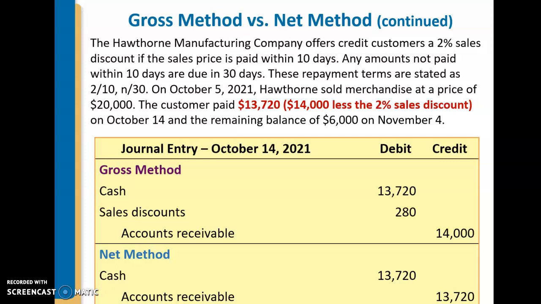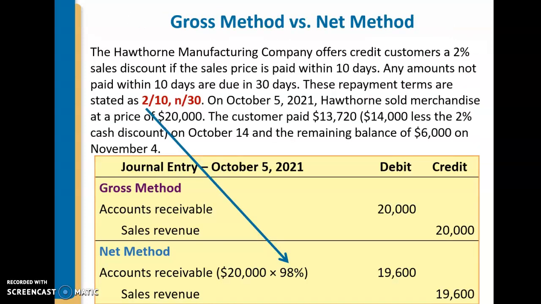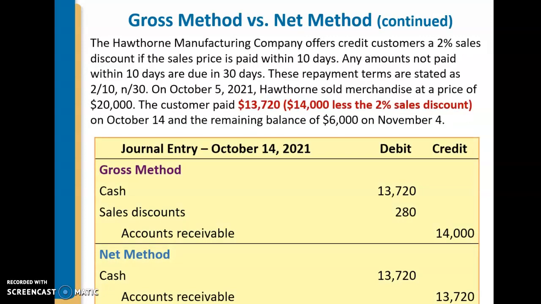Under the net method, remember that we've already taken into consideration the 2% discount amount. We have recorded our revenue and our receivable at a 98% value. Therefore, all we need to do under the net method is debit cash for the amount of cash received and credit accounts receivable for the amount received.